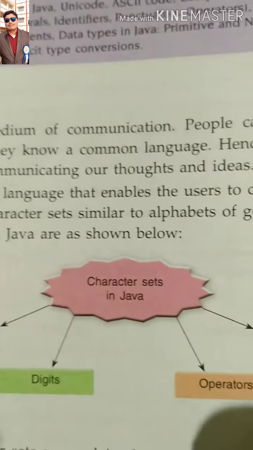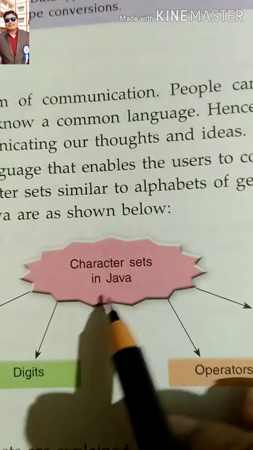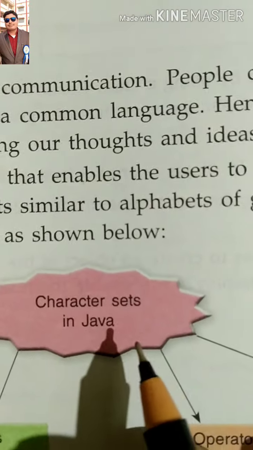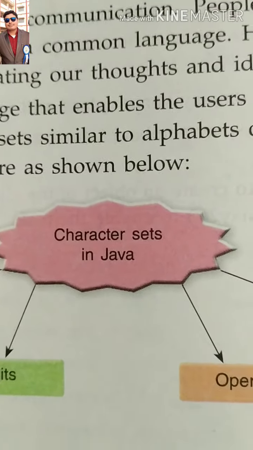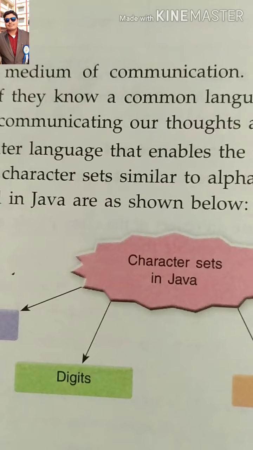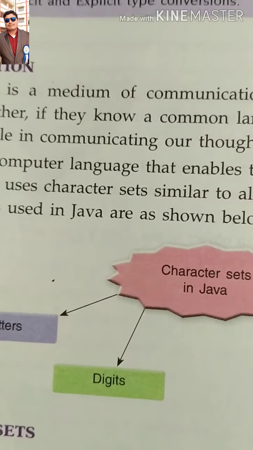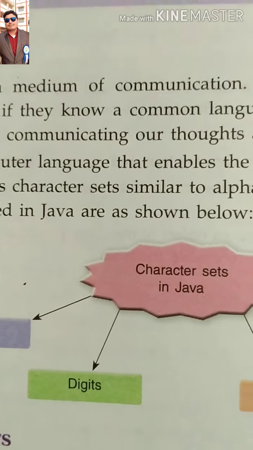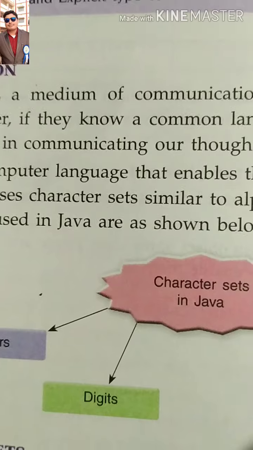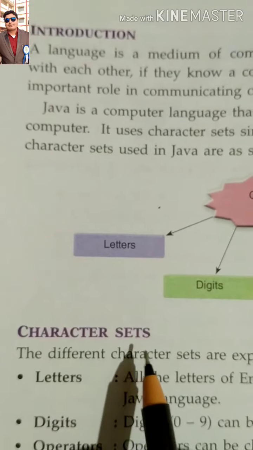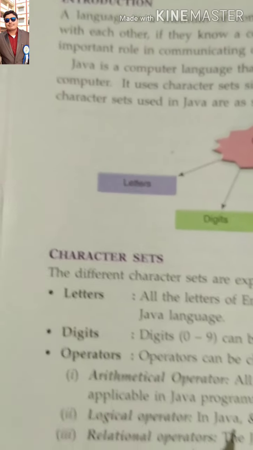Here are character sets in Java. As you know, characters mean alphabets. But in programming, character sets mean it may be digits, numbers, alphabets, maybe symbols. All these things come under the character set. Different types of character sets are given here.